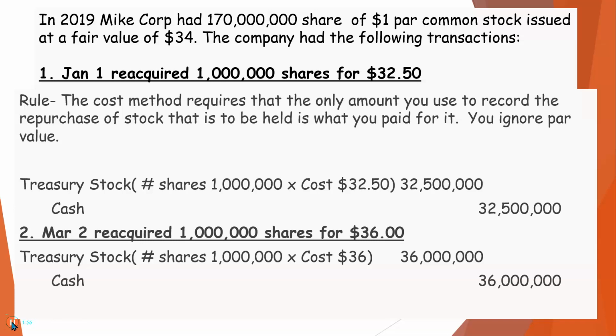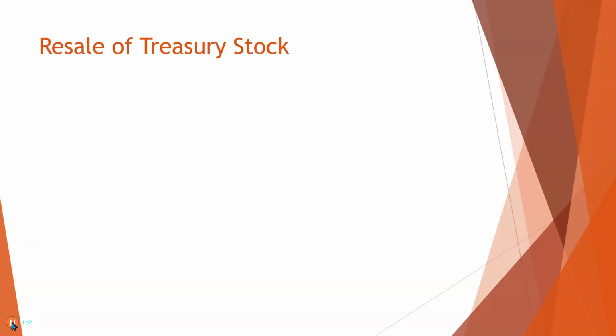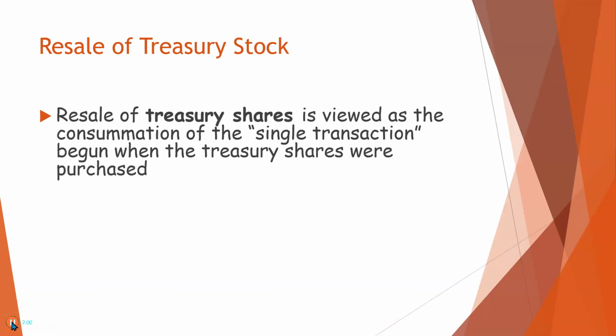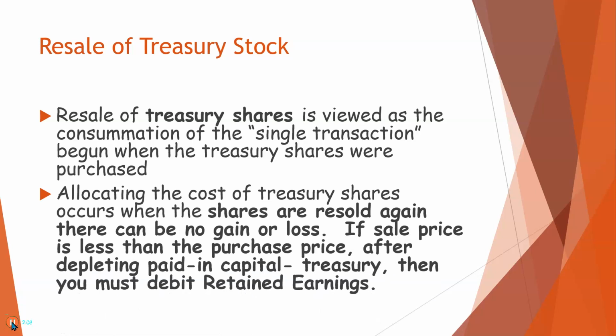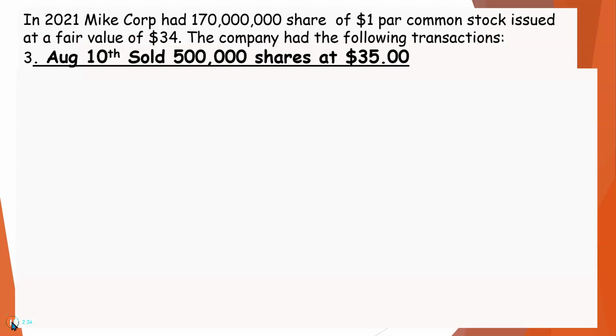Now, what happens when you sell them? Well, the resale of treasury stock is viewed as a consummation of a single transaction begun when the treasury shares were purchased. Allocating the cost of the treasury shares occurs when the shares are resold. Again, there can be no gain or loss, and if the sale price is less than the purchase price after depleting paid-in capital treasury, then you must debit retained earnings. So let's take a look at what that looks like.